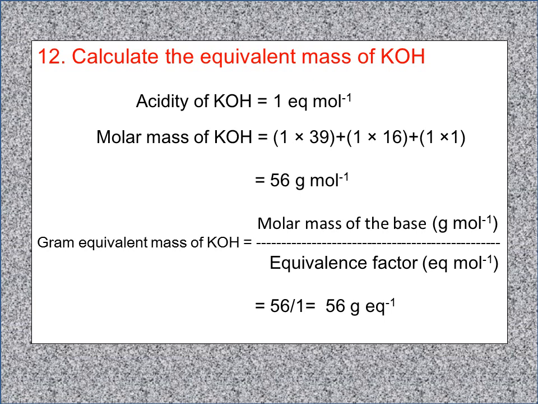How will you calculate gram equivalent mass? Gram equivalent mass is nothing but molar mass by equivalence factor. In the case of base, the equivalence factor is nothing but acidity. So molar mass by acidity will be nothing but 56 by 1, which is equal to 56 gram per equivalence.